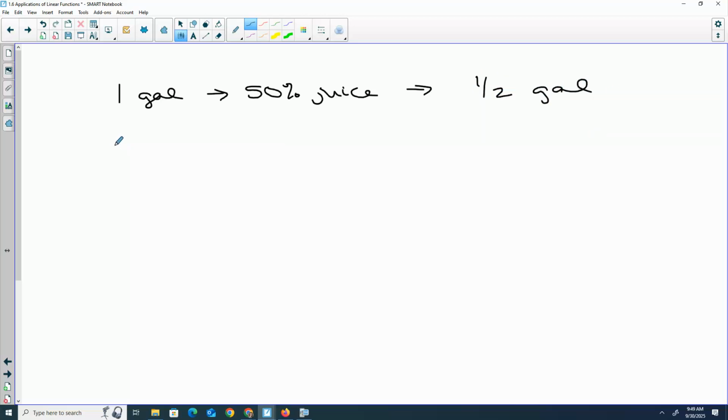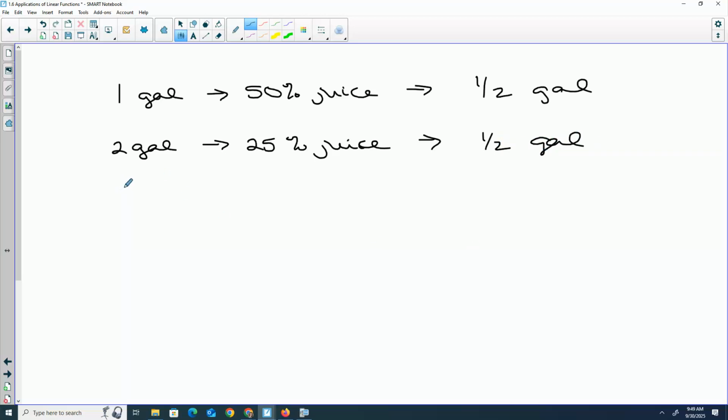Okay, let's say I bought a 2-gallon jug and it was 25% juice. How much actual juice is in there? Half a gallon. In 1 gallon it would be a fourth, right? So in 2 gallons it would be half. You guys agree with that?